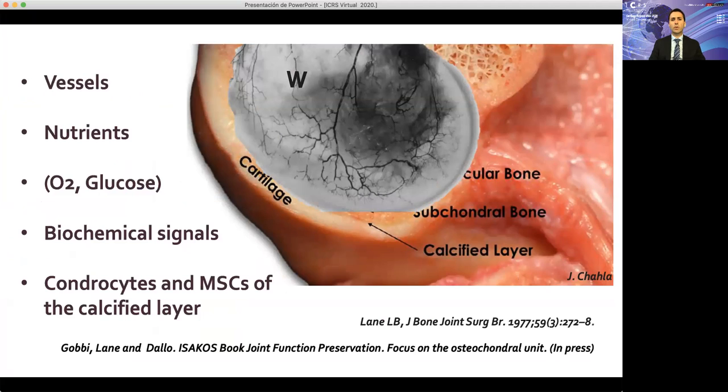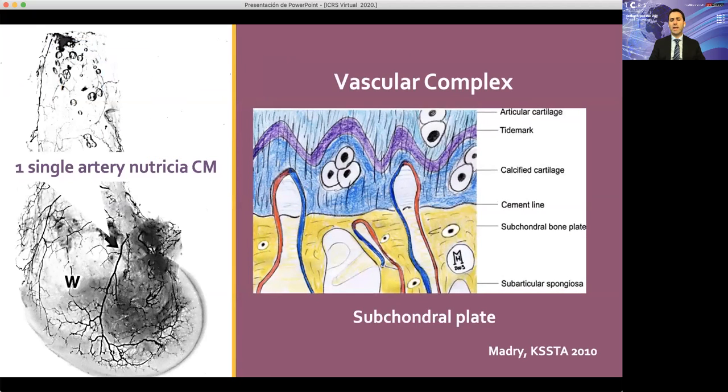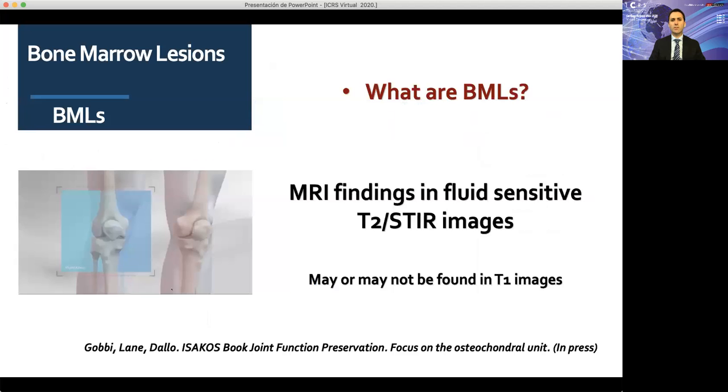These cells come from the subchondral bone and bring nutrients like oxygen, glucose, and biochemical signals to stimulate the chondrocytes and MSCs of the calcified layer to maintain a healthy cartilage. This vascularization, as we can see in this image, is one single nutrient artery in the medial femoral condyle. And in this very nicely done drawing by Madri, we can see how this vascular complex penetrates the calcified layer to stimulate the cells and chondrocytes to maintain the cartilage.